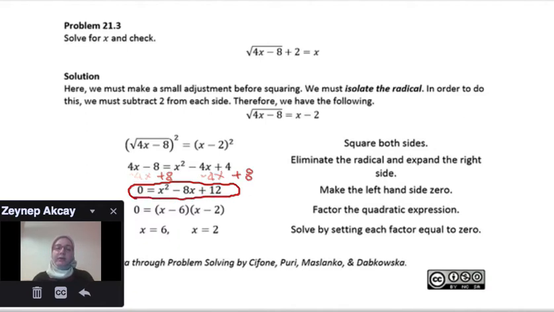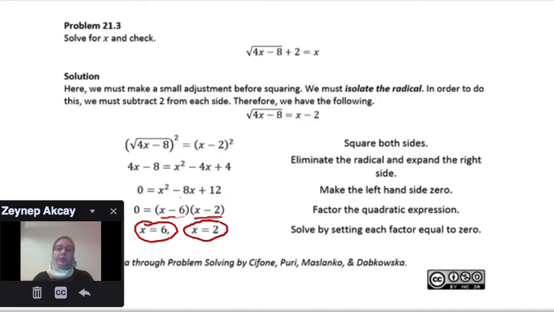And then we factor it. So the factors of 12 that add up to negative 8 are negative 6 and negative 2. So this can be factored as x minus 6 times x minus 2. And we set each factor equal to 0 to find x equals 6, x equals 2. So remember that the solution is not complete here. The last step will be to plug in and check both of these solutions, and I'll leave it for you as practice.